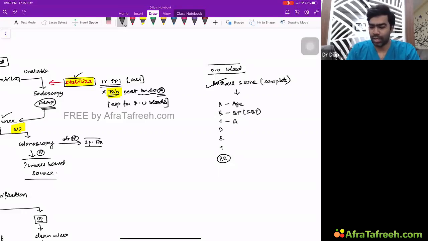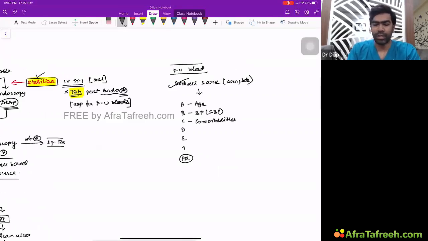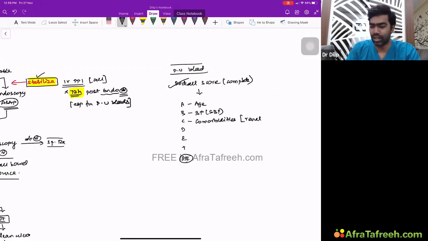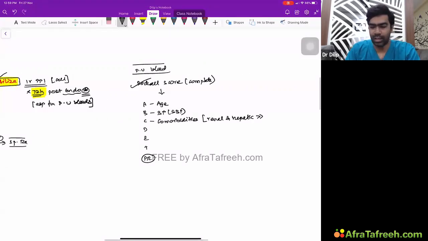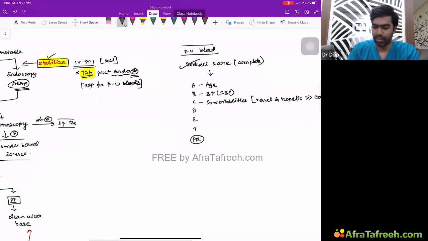And C stands for the comorbidities. And of course, the more the comorbidities, the more the risk of death. And remember, which organ failure has more points in the Rockall score? That is renal and hepatic failure, which has more risk of death compared to cardiac failure. Remember, cardiac failure in the Rockall score carries only 2 points, but renal and hepatic failure carries 3 points, which means when you have a renal or hepatic failure, you have a higher risk of death compared to cardiac failure. So this is a question that was asked long back in the PGI exam.